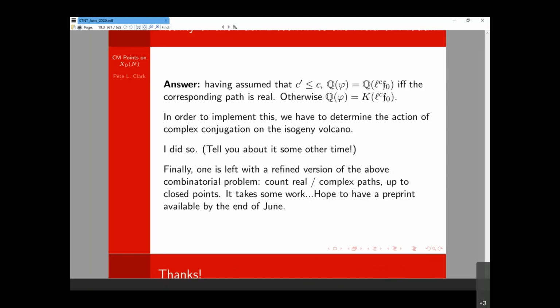And then finally, you do this, and now for any individual path, you have computed what the field of moduli of the path is, and now you have to go back and solve the same counting problem. I didn't emphasize this, but again, you have to go back and forth between the F-valued points, the J invariants as complex numbers, and the J invariants as closed points. What that really means is that you have some equivalence relation on these paths, and certain classes of paths are going to correspond to the same closed point. And so you have to solve that counting problem.